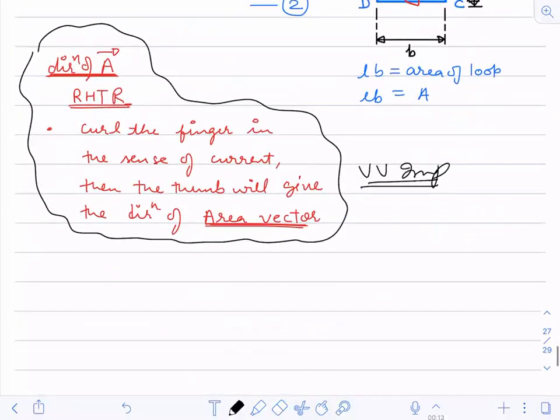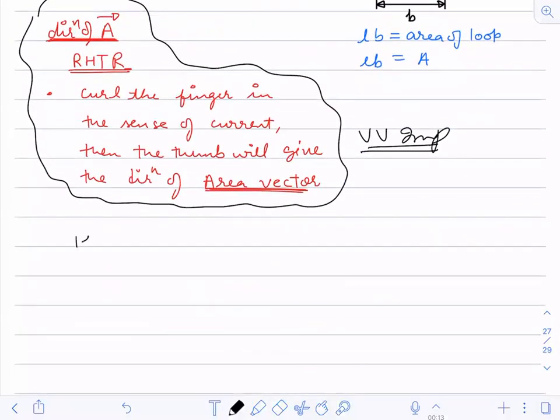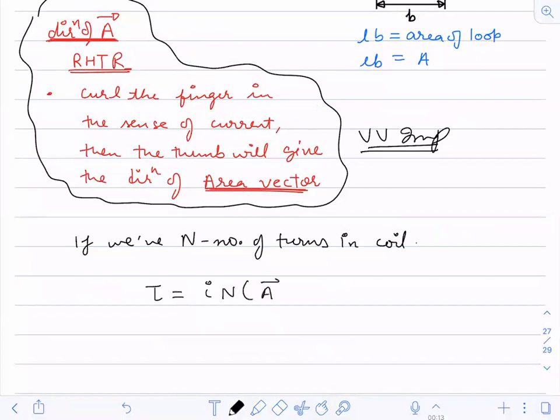So if we have n number of turns in the coil, the torque will become I into n into A cross B.